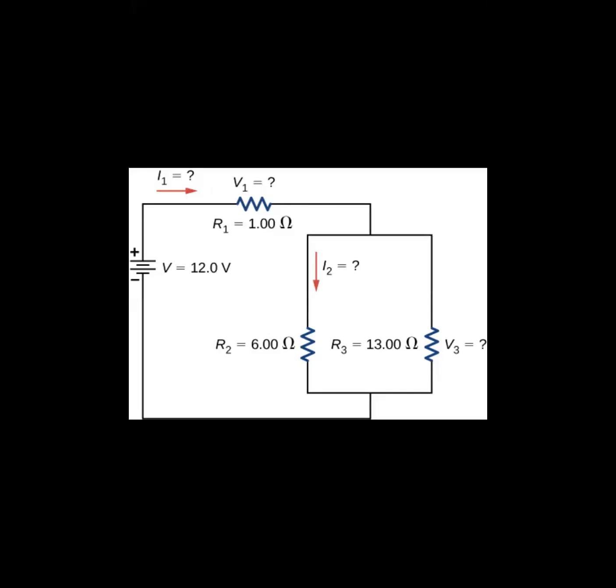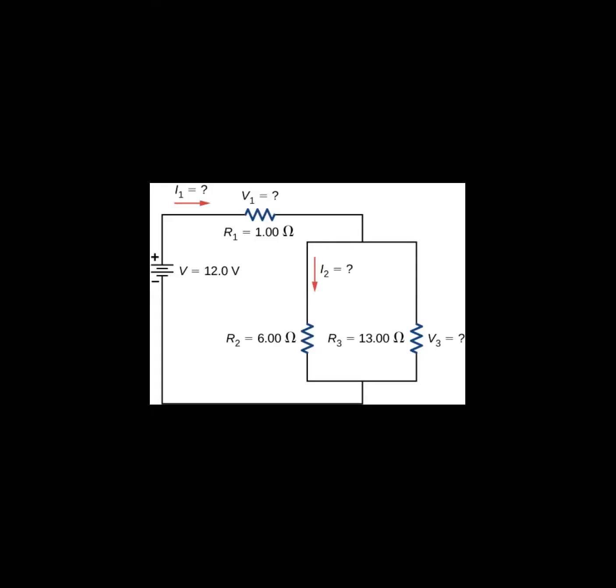No answers yet. Voltage V3. No, not 24. Voltage V3: V1 plus V3 is equal to V. So V3 is equal to V minus V1. We got our V1 to be 2.4. That's 12 minus 2.4. What answer would you get?